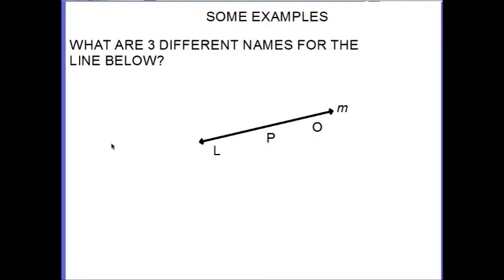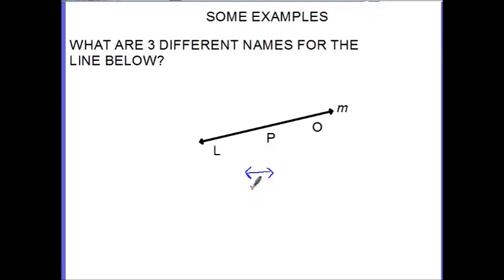So here we go. We start with some examples. What are 3 different names for the line below? Ways to name this line: it's going to be named with any 2 points in any order. Now, when we have a line, we're going to use the line symbol, which looks like that, letting us know that it's going to go in 2 directions forever.